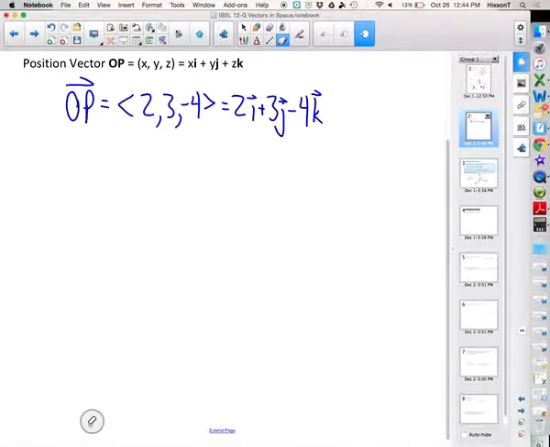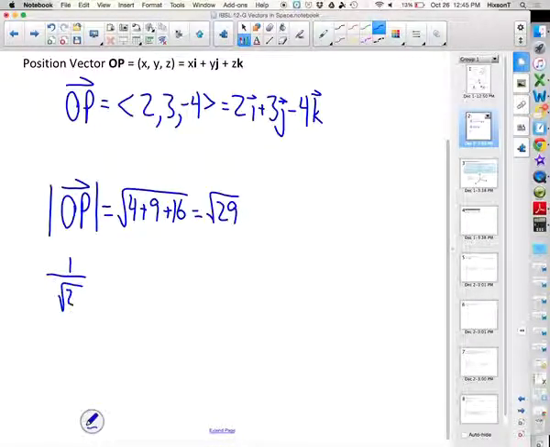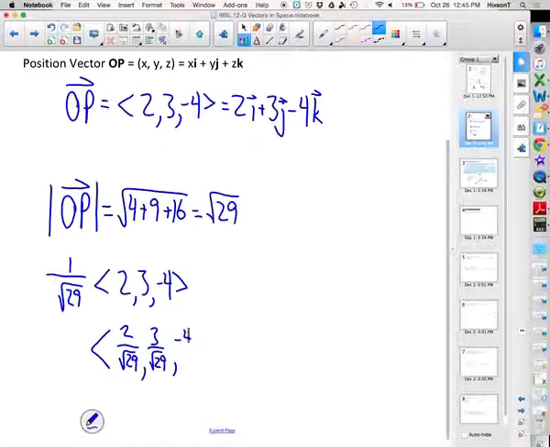If I did the magnitude of this vector OP, square root of 4 plus 9 plus 16, that'd be the square root of 29. If I then took 1 over the square root of 29 times vector OP, it would give you like the next segment almost. What that actually does, I'd have 2 over square root of 29, 3 over square root of 29, and negative 4 over square root of 29. We'll talk about this more, but since you asked, we know that magnitude is 1. So that's basically a pure unit vector in this direction.